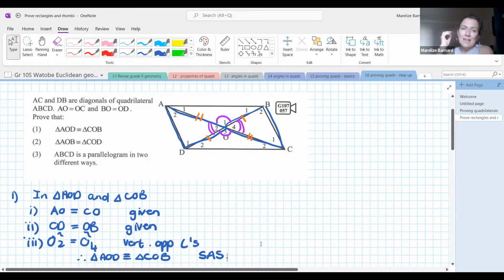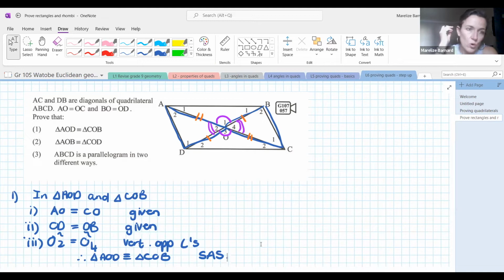Now you basically have to do the same thing for triangle AOB and triangle COD. No worries, Sibunga Muso.